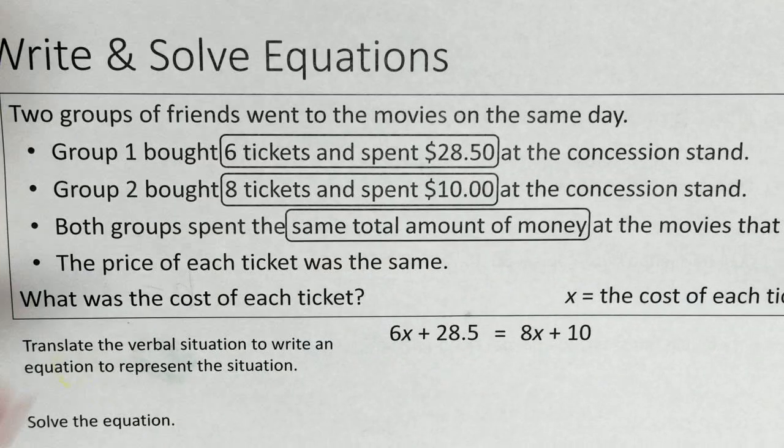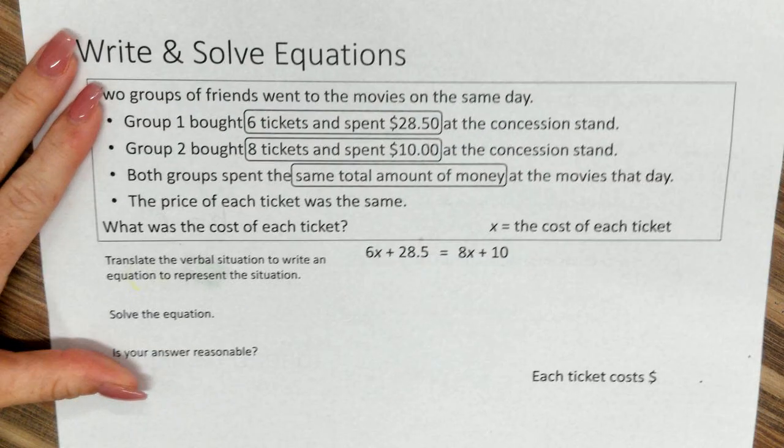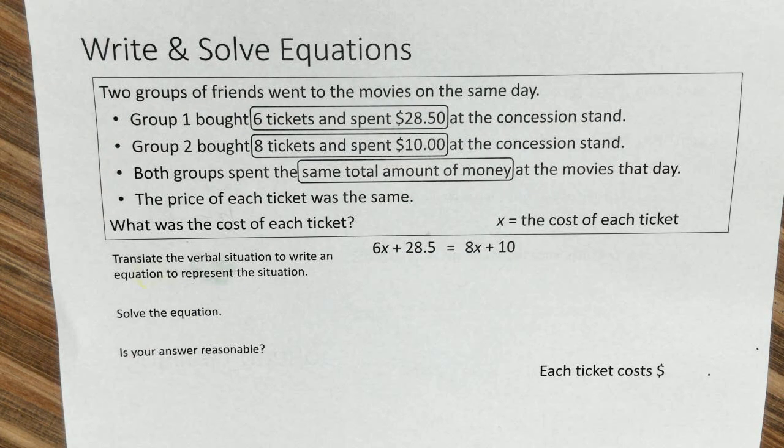Okay, flip to the back. You're also going to have to be able to write equations and then solve them in your calculator. So this is kind of putting together what we did yesterday with those writing equations, and then you'll use your y equals button to solve. So this one looks like it was already set up for you, but let's read it. It says, 2 groups of friends went to the movies on the same day. Group 1 bought 6 tickets and spent $28.50 at the concession stand. I didn't see any clue words, did y'all? Okay, let's keep reading. Group 2 bought 8 tickets and spent $10 at the concession stand.